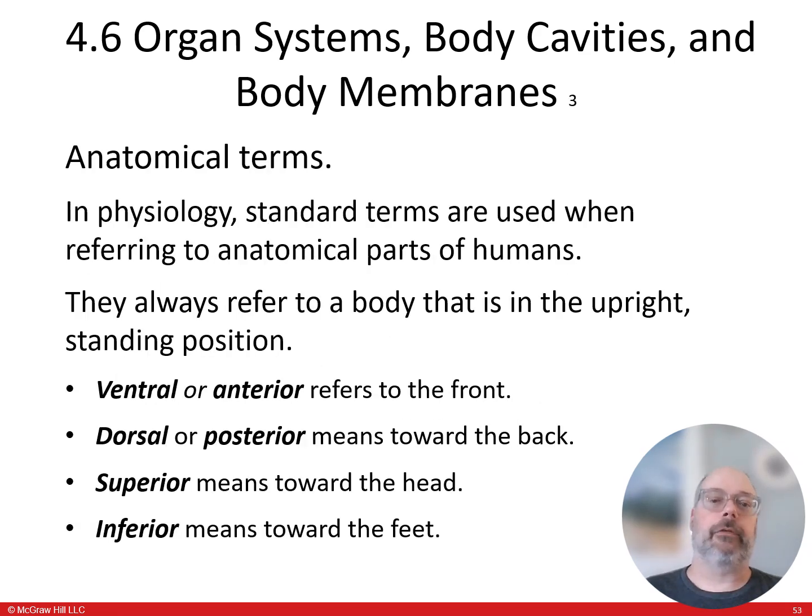All right, just some anatomical terms in physiology. So when they say it's ventral or anterior, it refers to the front of the body. When it's dorsal or posterior, it means towards the back. Superior means towards the head, and inferior means towards the feet.